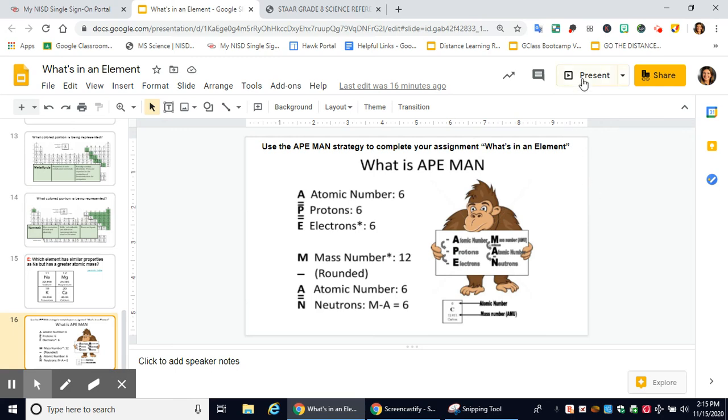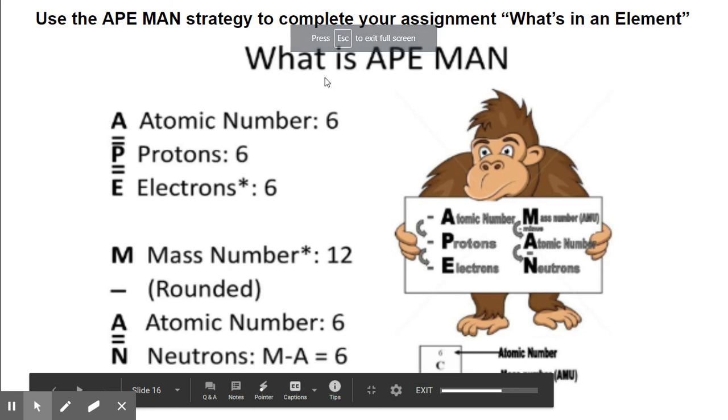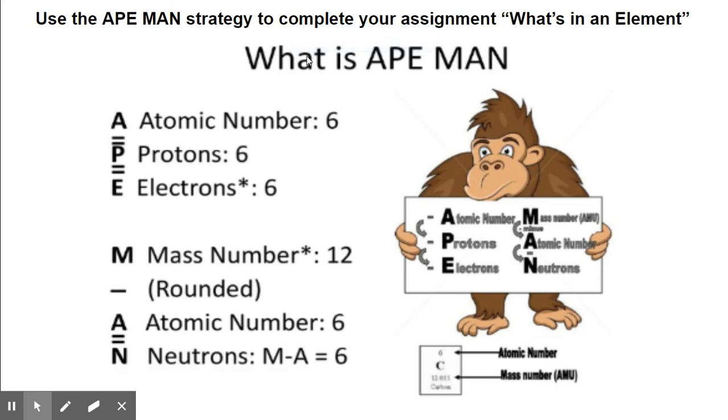Today, for your assignment, you're going to use the ape-man strategy to complete what's in an element. You're going to calculate the number of protons, neutrons, and electrons of an atom.